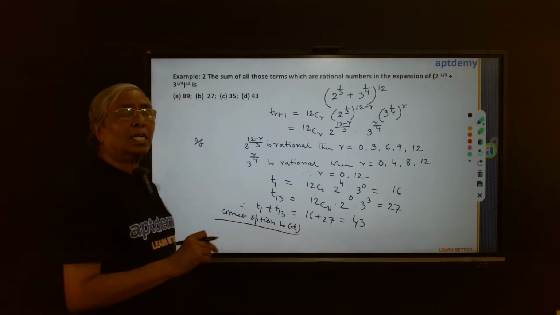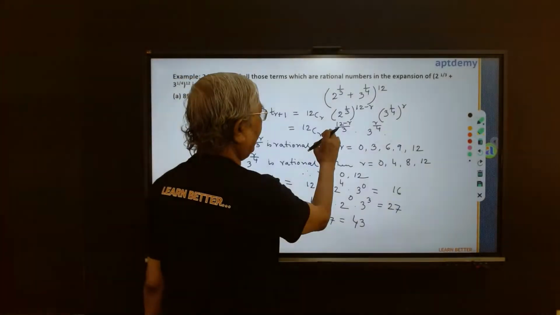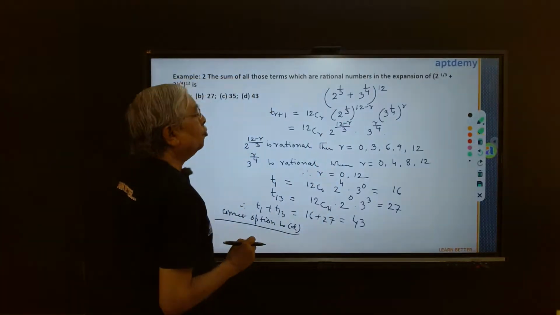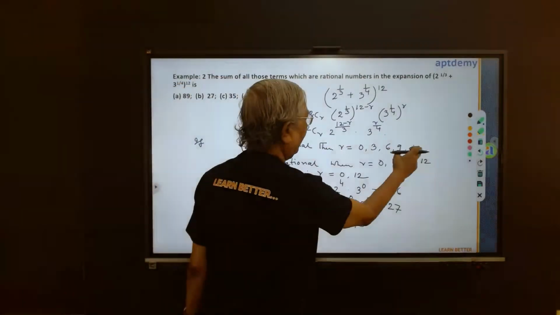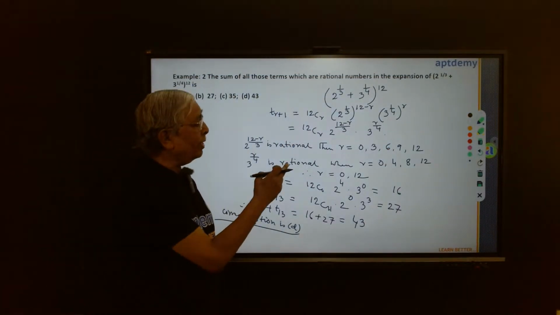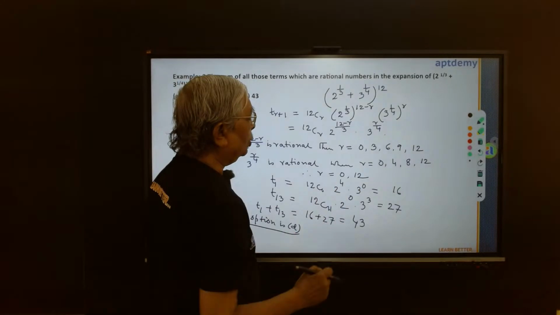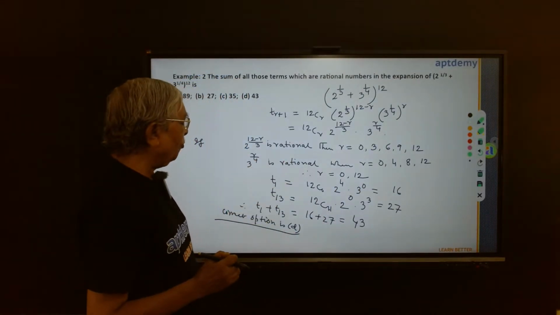First we find the general term, and next the terms which are rational. So here 2 to the power (12 minus r)/3 will be rational for these values of r, and 3 to the power r/4 will be rational when the values of r equal 0, 4, 8 and 12. So the common values are r equal to 0 and 12.